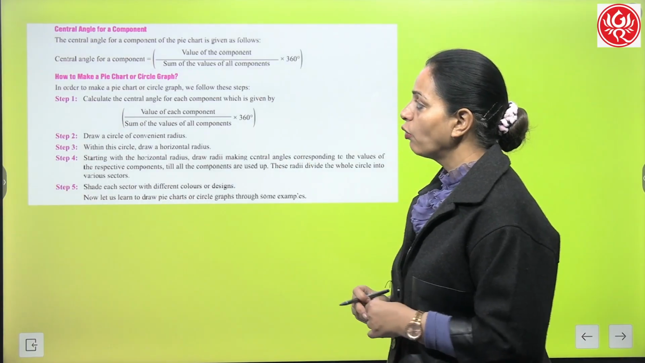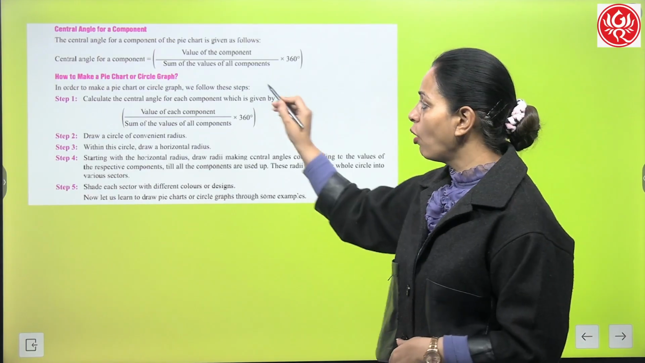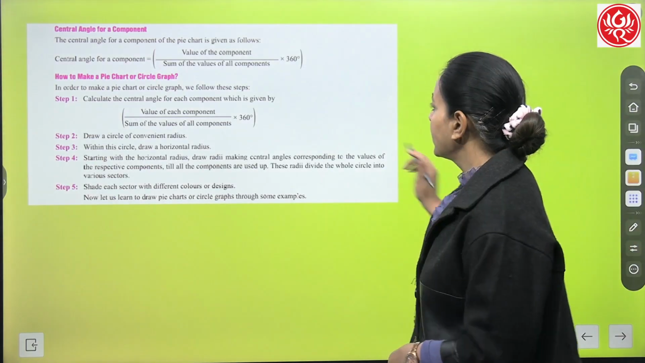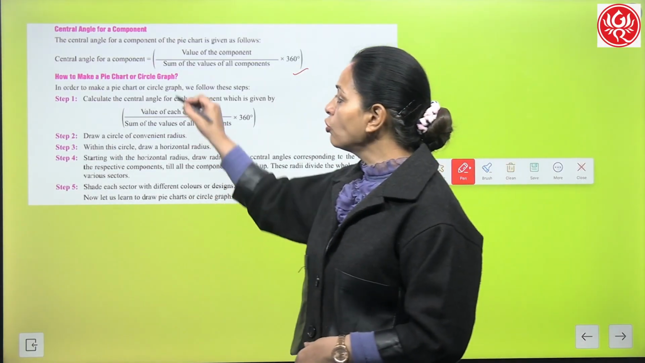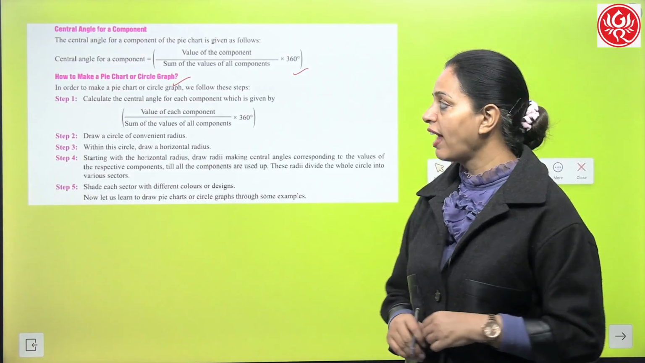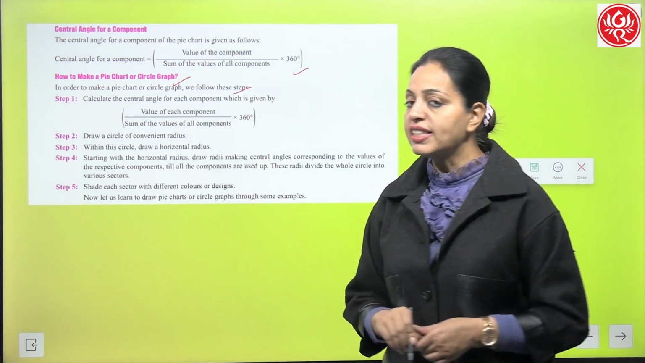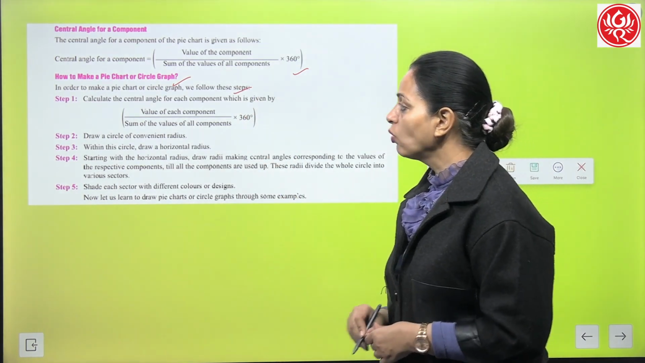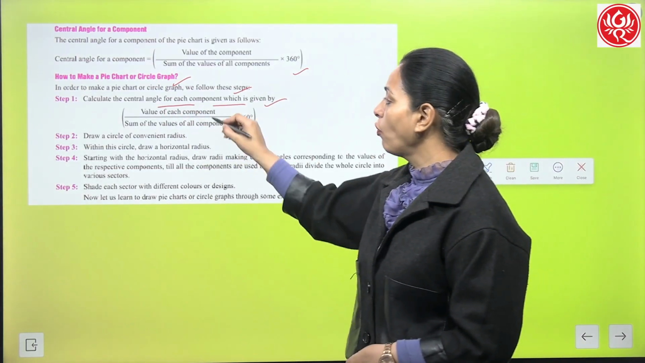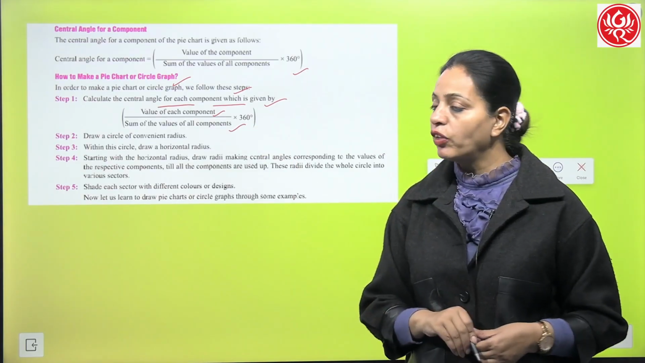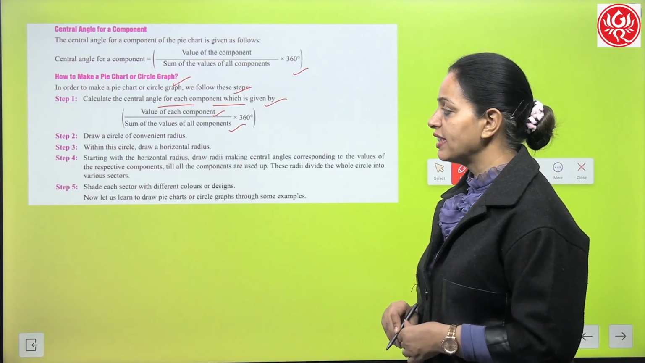So central angle for a component equals the value of the component upon the sum of the values of all components, multiplied by 360 degrees. Now how to make a pie chart or circle graph? In order to make a pie chart or circle graph, we follow these steps. Step 1. Calculate the central angle for each component, which is given by the value of each component divided by the sum of the values of all components, multiplied by 360 degrees.